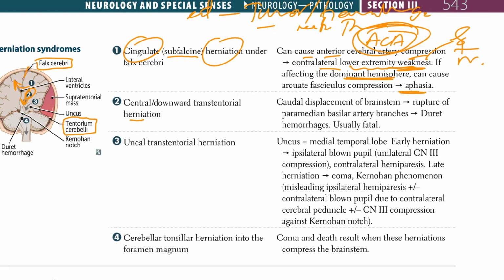It's going to lead to displacement of the brainstem. When you displace the brainstem, that's going to cause a rupture of the paramedian basilar artery branches. When the paramedian basilar artery branches are ruptured, it leads to direct hemorrhages. They're usually fatal.